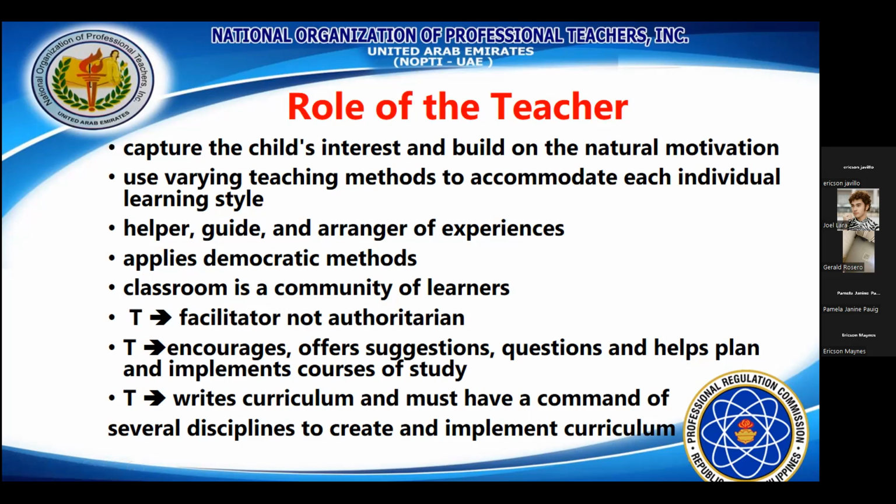Pag sinabi natin facilitator, nagpa-facilitate ka lang ng discussion sa klase, ng activities. Hindi ikaw yung may authority lang. Kasi long before, nung tayo ay nag-aaral, authoritarian classroom pa din tayo. When we say authoritarian, yung lahat ng sinasabi ng teacher, yun lang dapat ang paniwalaan. Ganon noon eh. Kasi wala pa tayong ibang references kundi books lang.